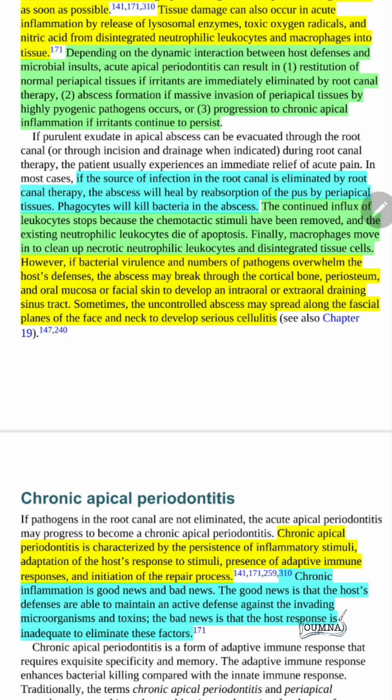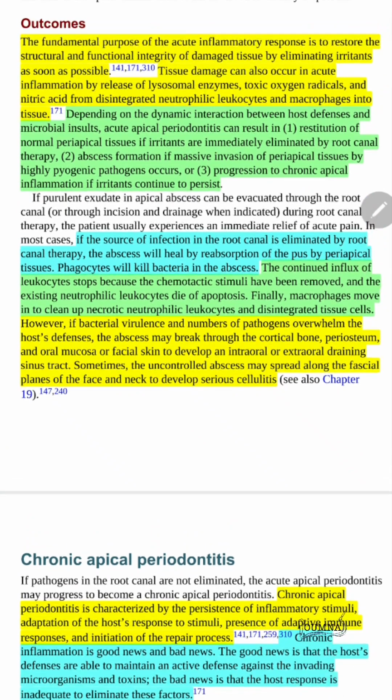if the bacterial virulence and the numbers of the pathogen overwhelm the host's defense, the abscess may break through the cortical bone, the periosteum, and the oral mucosa or facial skin, to develop an intraoral or extraoral draining sinus tract. Sometimes the uncontrolled abscess may spread along the facial planes of the face and neck to develop a serious cellulitis. This is the last stage of the infection.